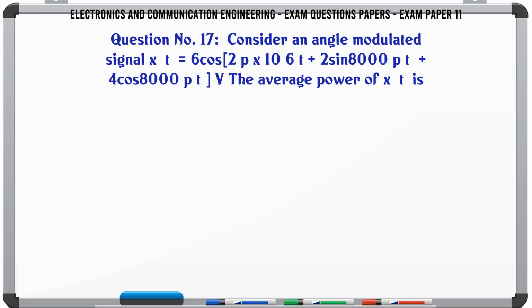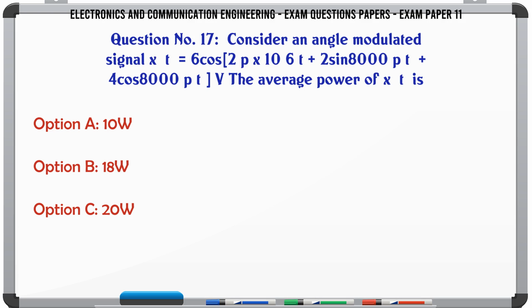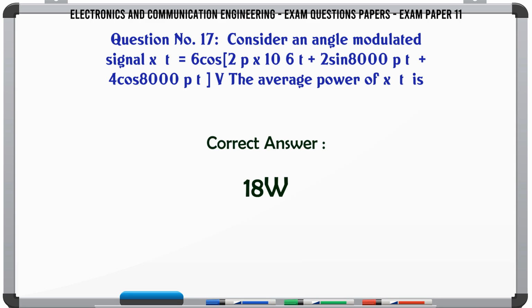Consider an angle modulated signal x(t) = 6 cos(2π x 10⁶ t + 2 sin 8000πt + 4 cos 8000πt) V. The average power of x(t) is A 10 watts, B 18 watts, C 20 watts, D 28 watts. The correct answer is 18 watts.